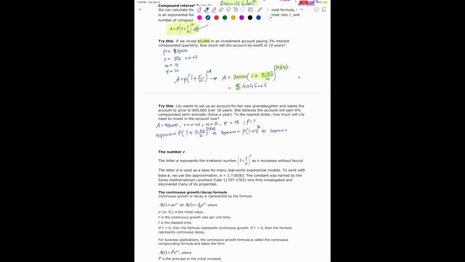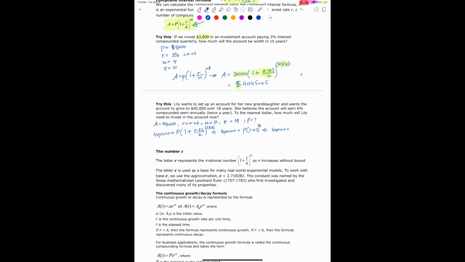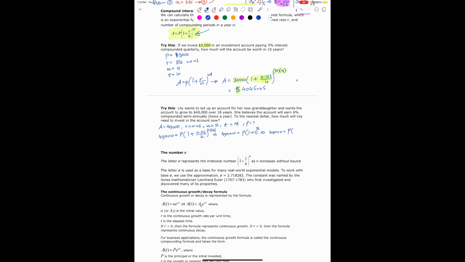1.03 raised to the 36th power is approximately 2.89, or let's say 2.8983. So I'm going to say P times 2.8983. Now, in order to solve, we're going to divide both sides by that number, 2.8983. Now, if we say 40,000 divided by 2.8983, we get the principal is approximately $13,808.